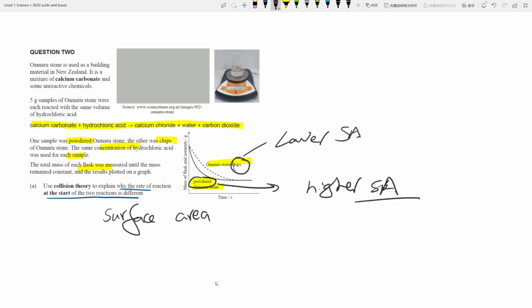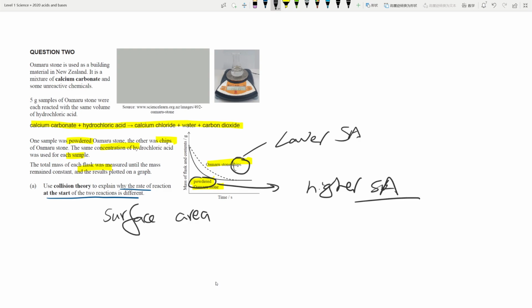Think of it like this: if you have a massive chunk, like a big stone, and you want to react it, only the outskirt can react. The core can't be touched by the other chemical. So how does that work? That will slow the reaction down, because you have to eat through the outside part first to get to the inner bit.